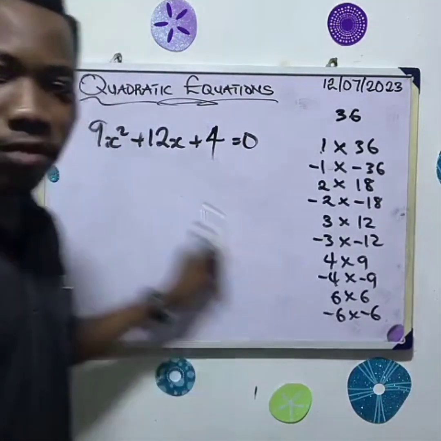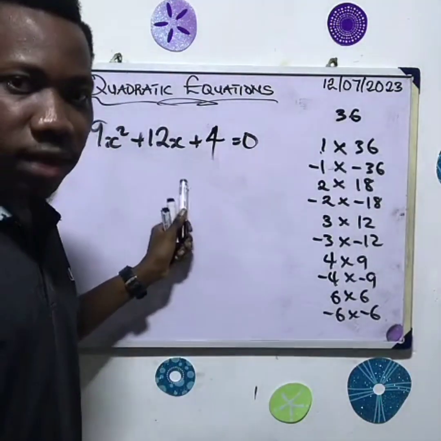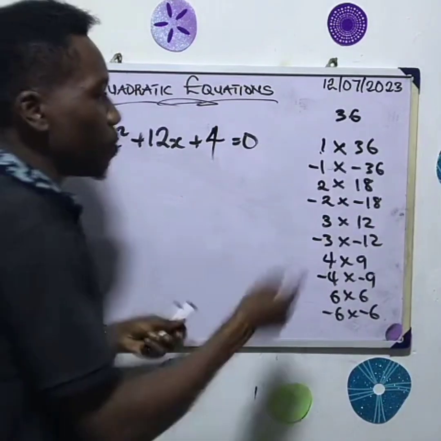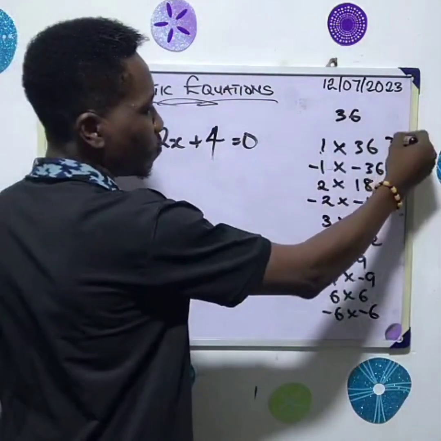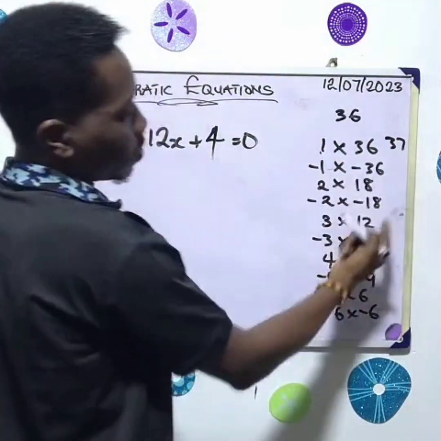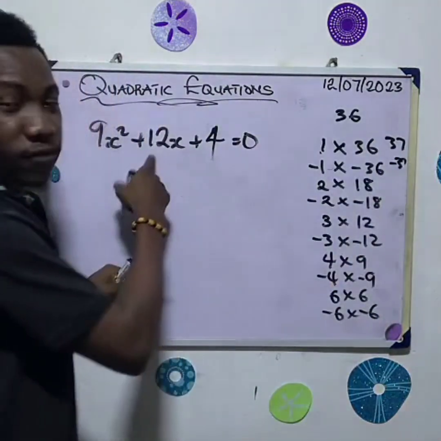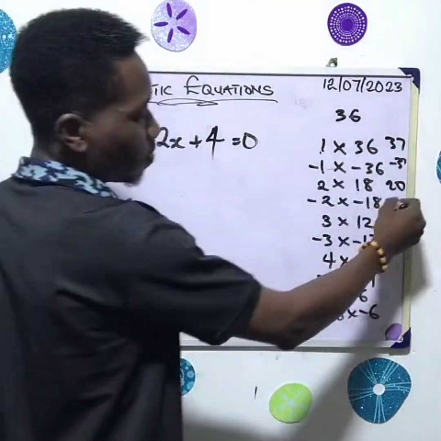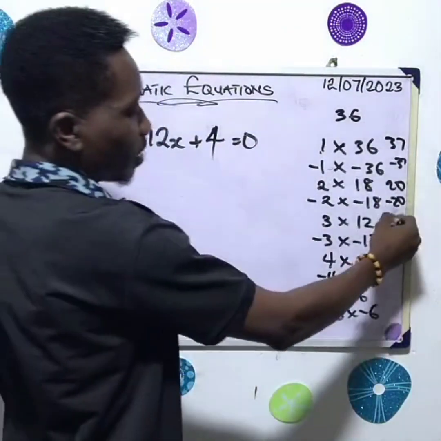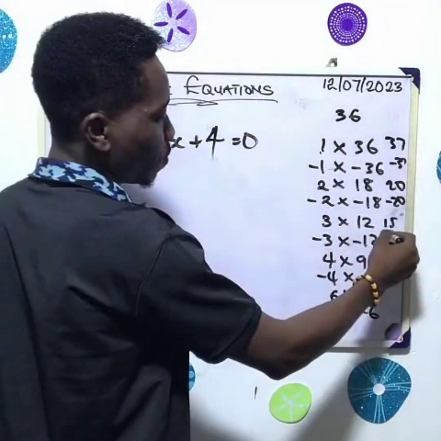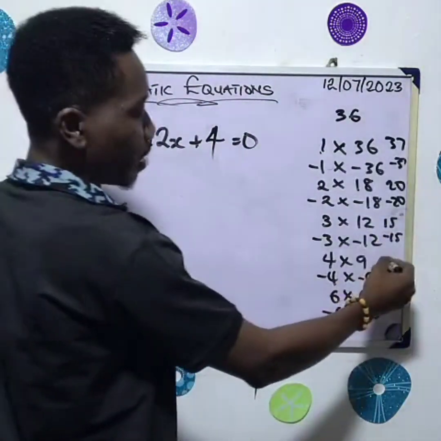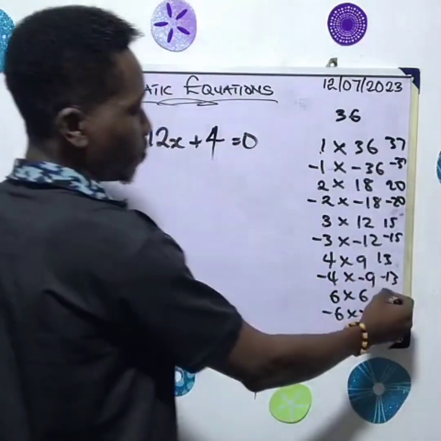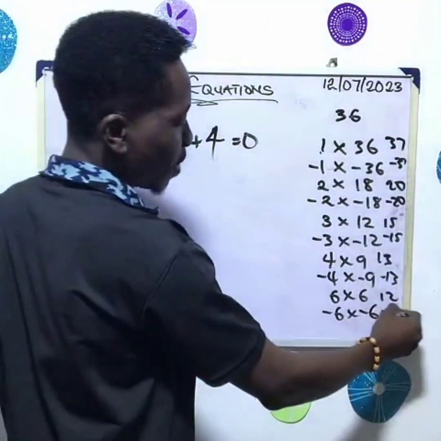Now which of them will sum up to give you plus 12? Hello, Toby Nation, welcome. So which of these will add up to give you plus 12? 1 plus 36 is going to give us 37, so out. Minus 1 minus 36 is minus 37. No. We are looking for the one that will give us plus 12. 2, 18, that's 20. Minus 2 minus 18 is minus 20. 3, 12, that's 15. Minus 3 minus 12 is minus 15. 4, 9, that's 13. Minus 4 minus 9 is minus 13. 6, 6, that's 12. Minus 6 minus 6 is minus 12.